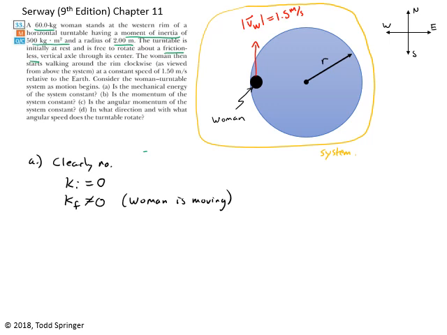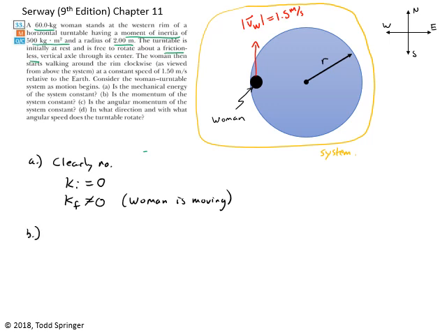Where's that energy coming from? The woman is expending energy, right, in her muscles. She's converting chemical energy into kinetic energy in order to propel herself forward, right? So mechanical energy is not being conserved here. We have some external input of energy from the muscular expenditure of energy by the woman.